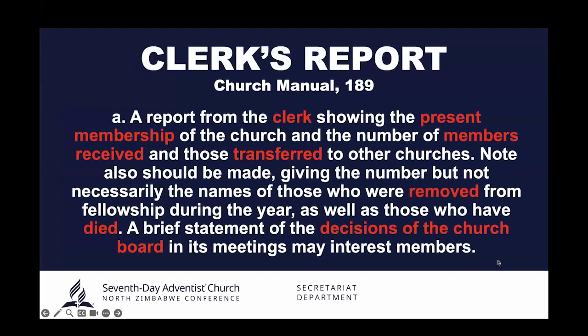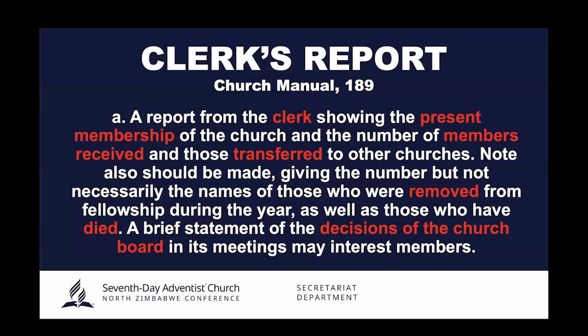Then these are samples that we find here. Church Manual, page 189. It says the church clerk's report is like this. If you go to the notes on the business meeting, you realize that a report from the clerk shows the present membership of the church and the number of members received and those transferred to other churches. So this is what the clerk is reporting: present membership, members received, members transferred out, members removed, and those who died.